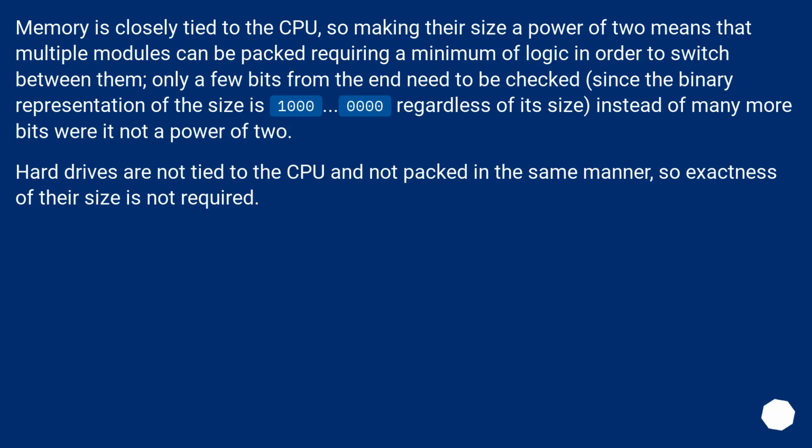Memory is closely tied to the CPU, so making their size a power of 2 means that multiple modules can be packed, requiring a minimum of logic in order to switch between them. Only a few bits from the end need to be checked, since the binary representation of the size is 1000, regardless of its size, instead of many more bits were it not a power of 2. Hard drives are not tied to the CPU and not packed in the same manner, so exactness of their size is not required.